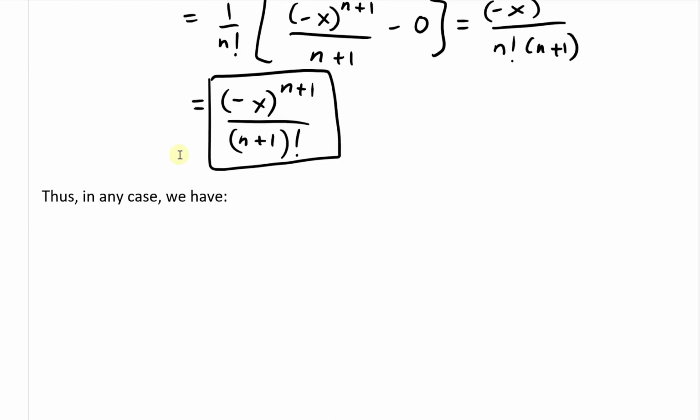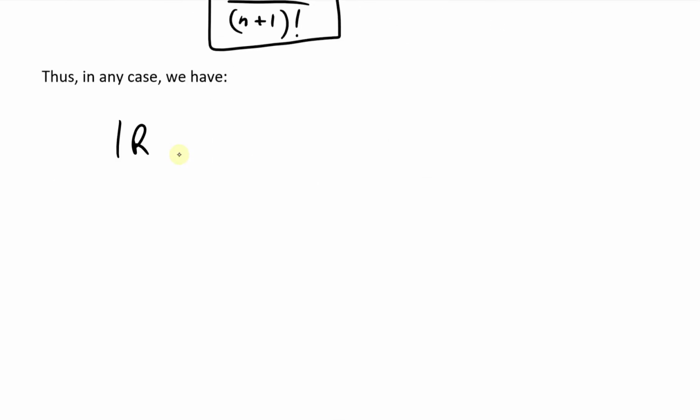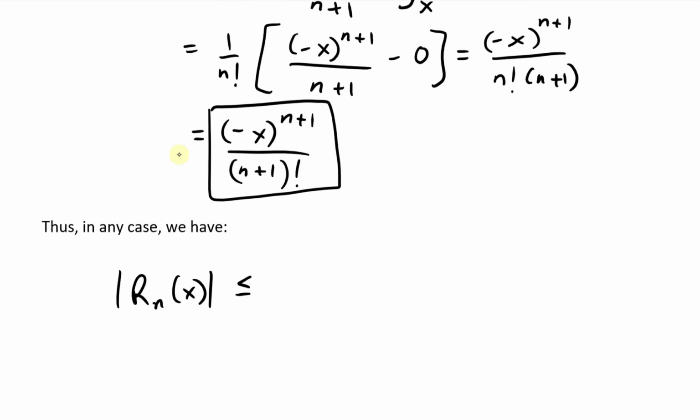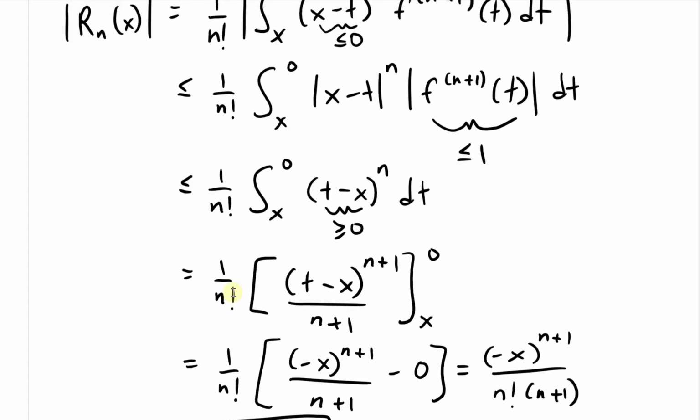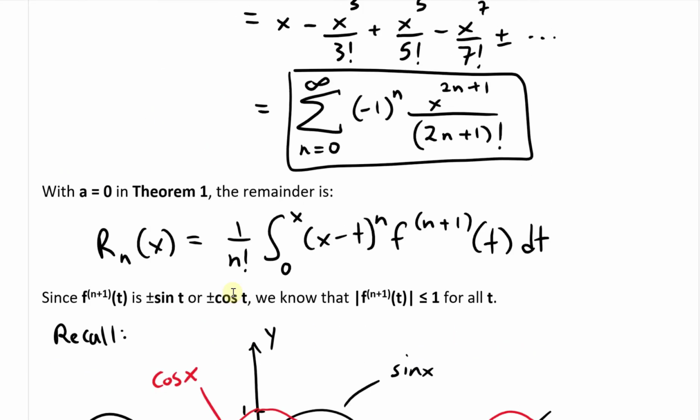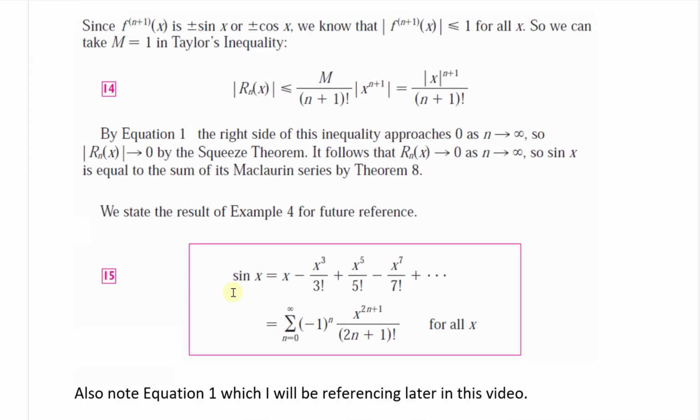So in any case, we have the absolute value of the remainder Rn of x is less than or equal to the absolute value of x to the power of n plus 1, divided by n plus 1 factorial. Now the right side of this inequality approaches 0 as n approaches infinity, and this is as per equation 1 from my earlier video. Let's scroll all the way up to it and see where we have that. And that is right over here.